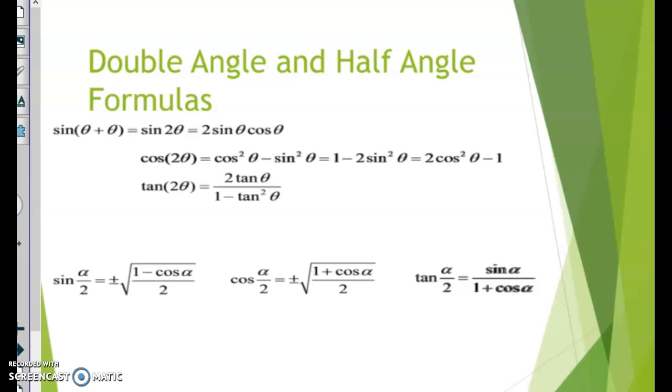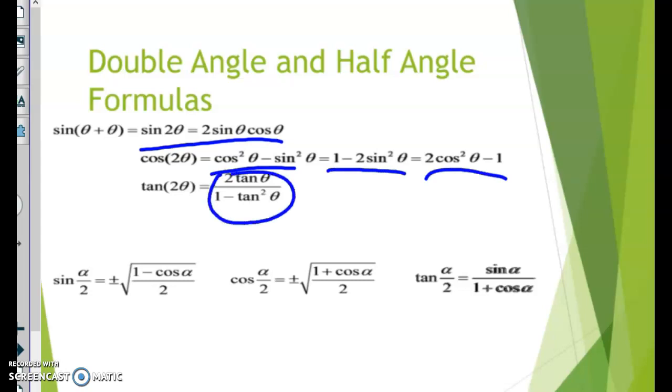Let's talk about the double angle formulas. Sine of 2 theta is equal to 2 times the sine times the cosine. There are 3 of them for the cosine of 2 theta, and there's 1 for the tangent. There's only 1. Now, when we do the sine and cosine half angle formulas, again, they have a plus or minus in front of it. That is not for 2 answers.